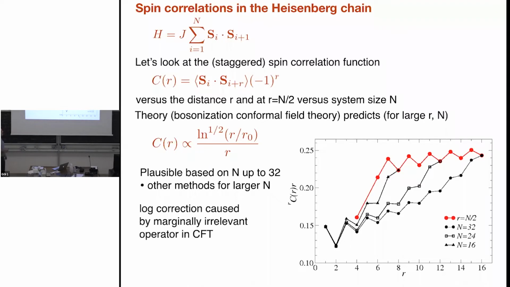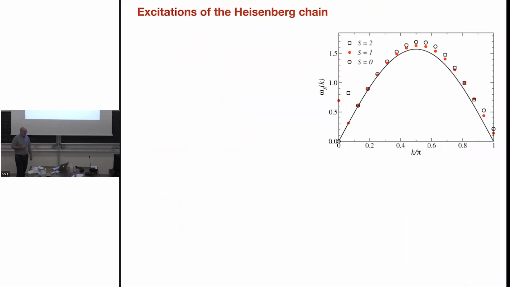Now if you do quantum Monte Carlo simulations, which I will start talking about probably tomorrow, you can go to much larger sizes and really see this quite nicely. I mean, you can fit to the logarithm and so on. And you can also do DMRG, which I had planned to talk about, but probably I don't have time to talk about. And anyway, the log, as I mentioned, comes from a marginal operator. I will say a bit more about that.